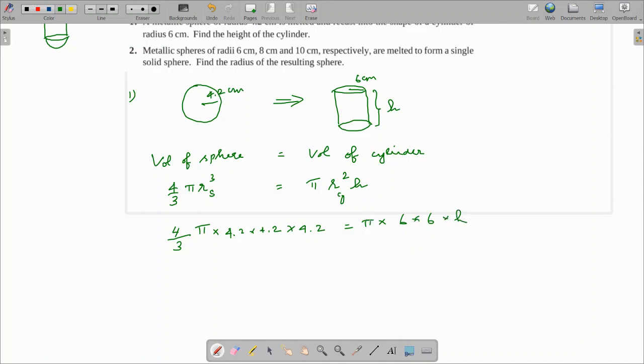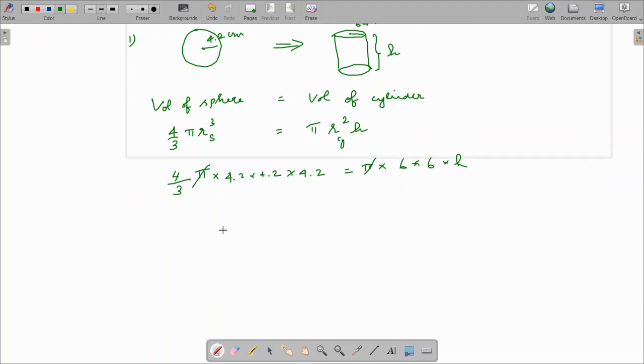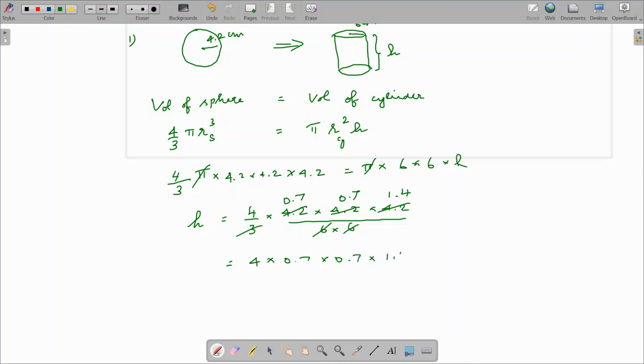At this point, we can cancel out the pi on both sides, and h is going to be equivalent to 4 by 3 into 4.2 into 4.2 into 4.2, and the 6 into 6 which was by the side of the h will come to the denominator. Now if you cancel, this is going to be 0.7, and this is one more 0.7. 4.2 can be further divided by 3, so it's going to be 1.4. So if you multiply all these, 4 into 0.7 into 0.7 into 1.4.